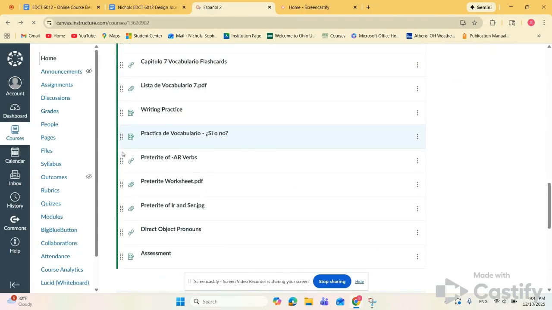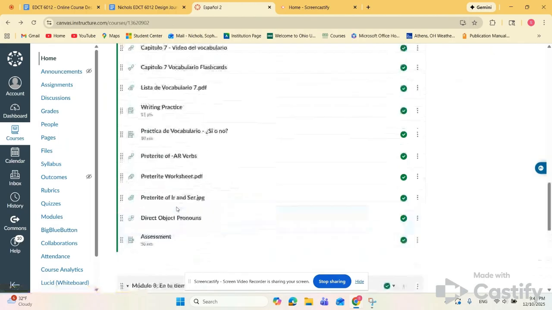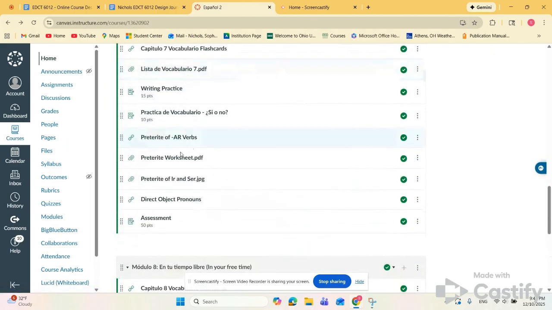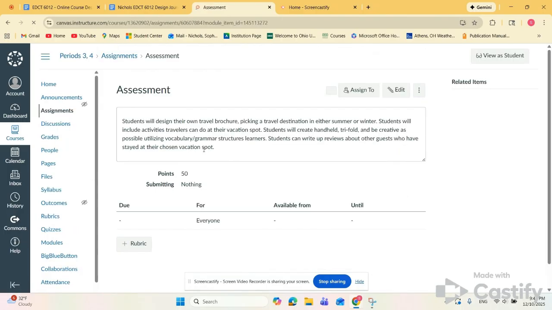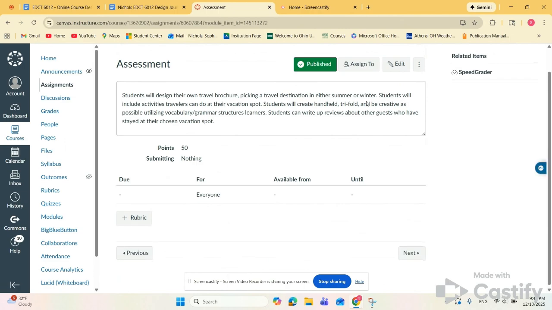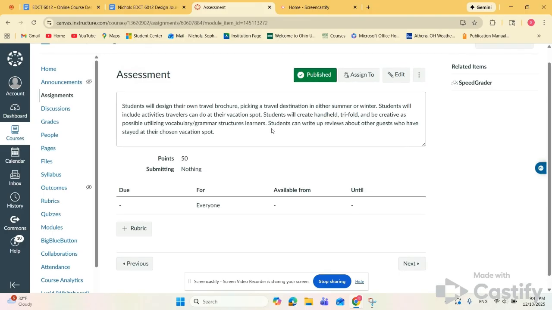Again, as well with vocab practice, and then grammar practice. And the assessment for this, I believe, is making a travel brochure. So students will create a handheld trifold with this, using the vocab and grammar they've learned. And also students can write up reviews about other guests who stayed at their chosen vacation spots, or they can even write their own reviews to convince people to come to their vacation spot.